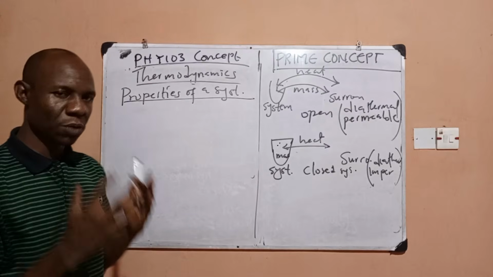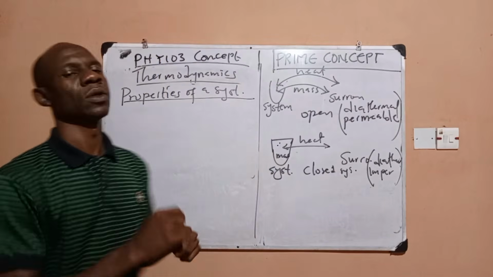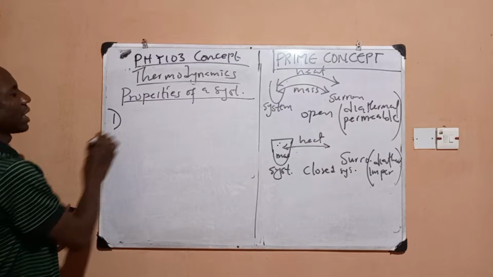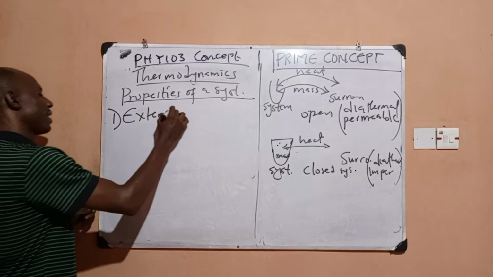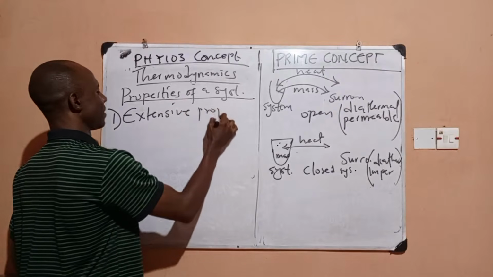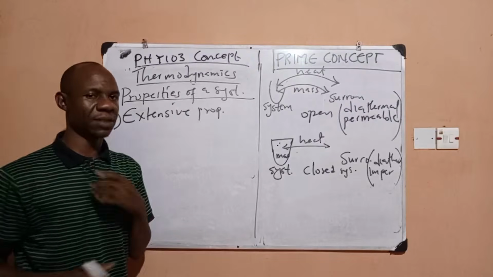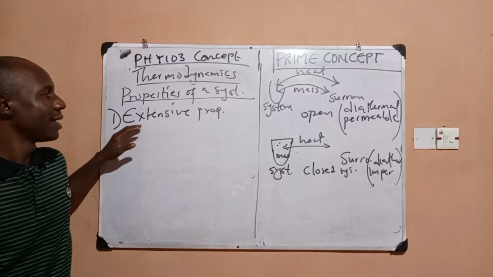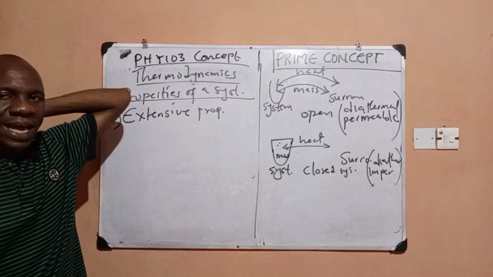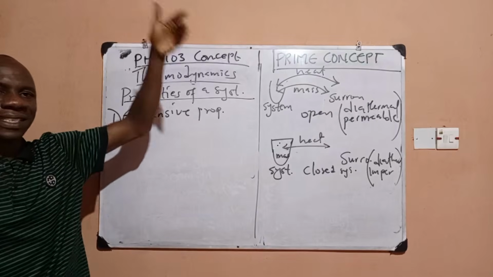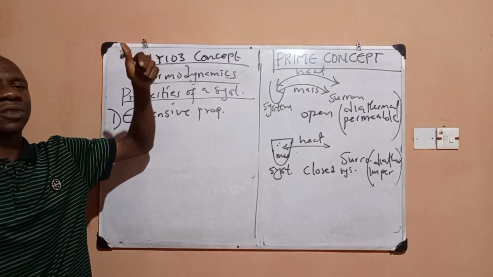Now, all these properties of a system have been classified into two. Number one classification of properties is what you call extensive properties. Extensive what? Properties. We don't need this one so much in physics. So let me just explain. Extensive properties are properties where the property of the system is the sum of the property of the individual parts.